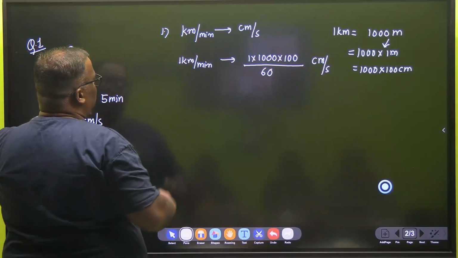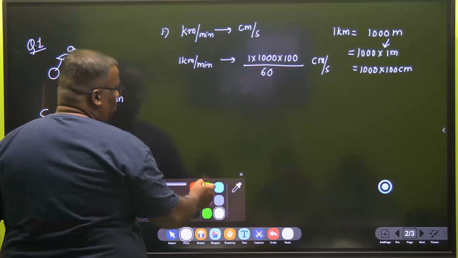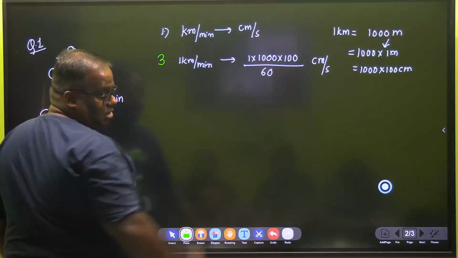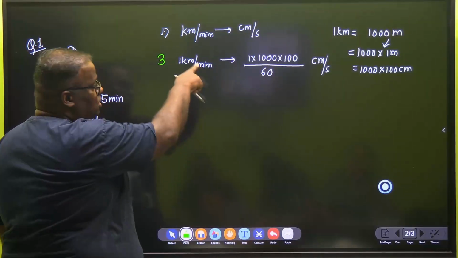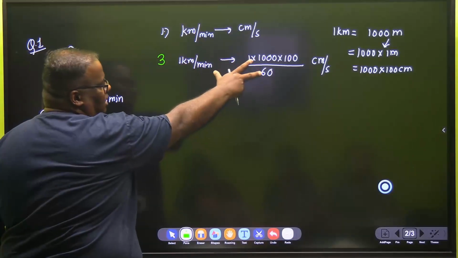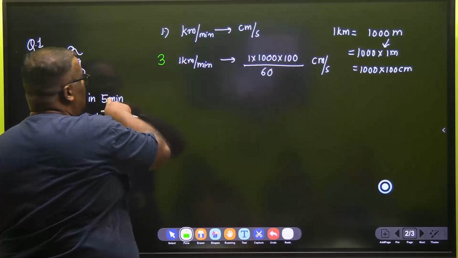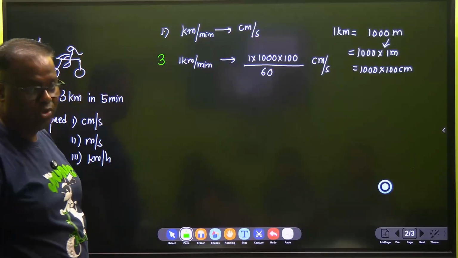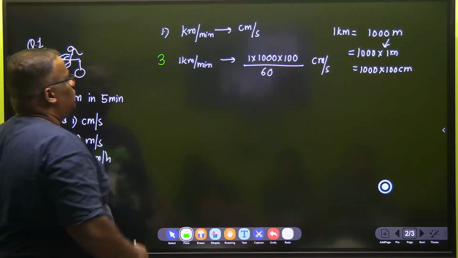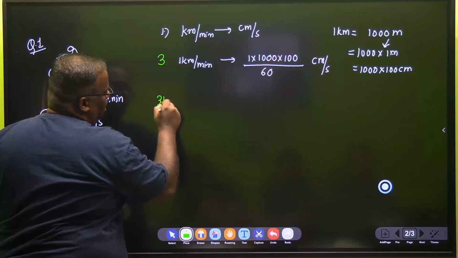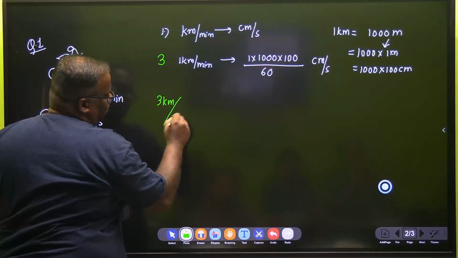But the person was going at how much? The person was going at 3 kilometers per minute. This is a standard conversion. In our problem, the lady is going at 3 kilometers in 5 minutes. So her speed is 3 kilometers in 5 minutes.